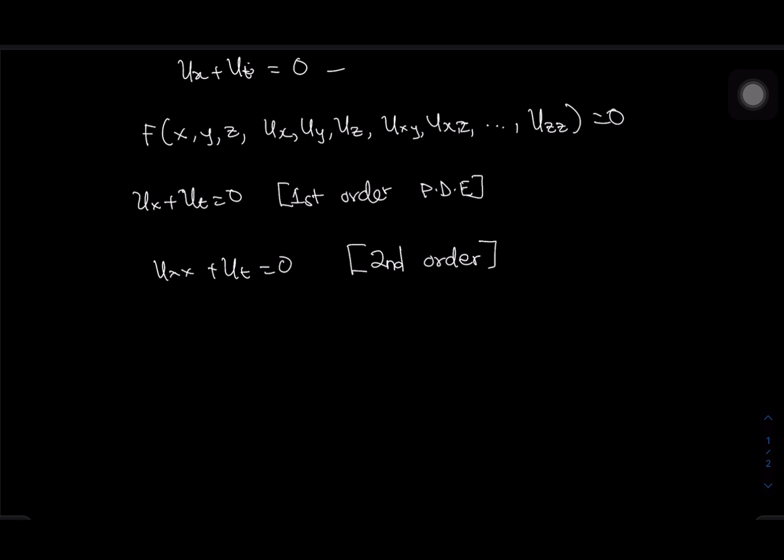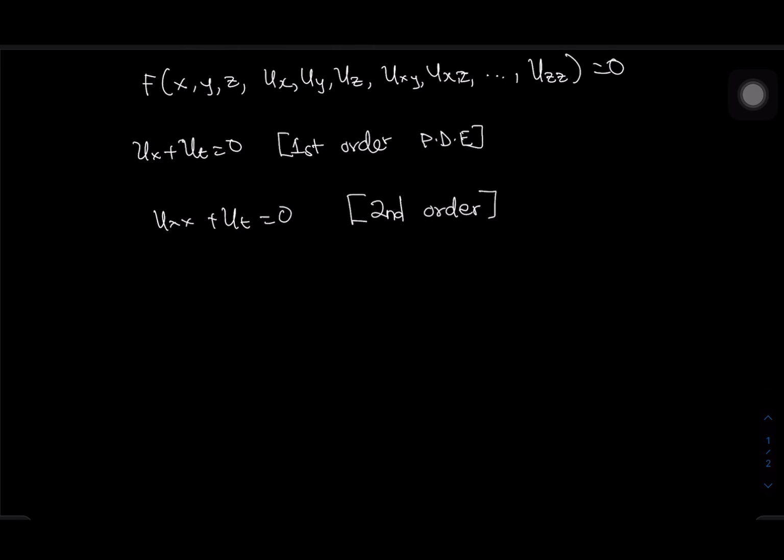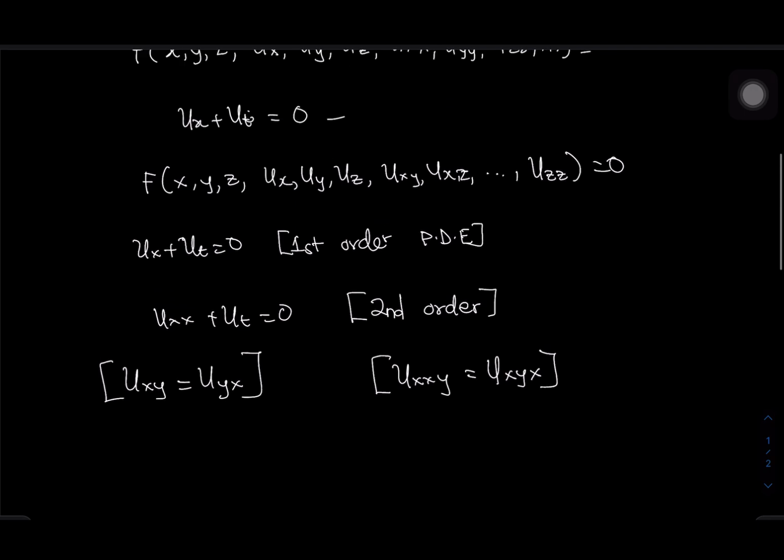One thing I want us to know is that in this lesson we assume mixed derivatives are always equal. So uxy is going to be equal to uyx, and uxxy is going to be the same as the other arrangements. It doesn't matter how you arrange the derivatives, they are always going to be the same. So you have to know this one too.